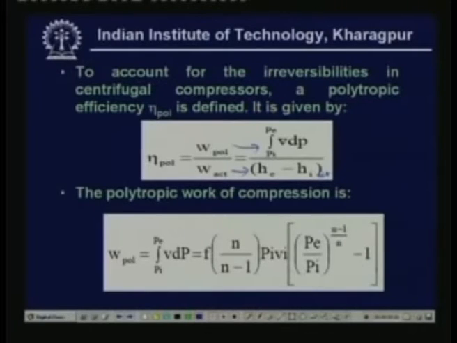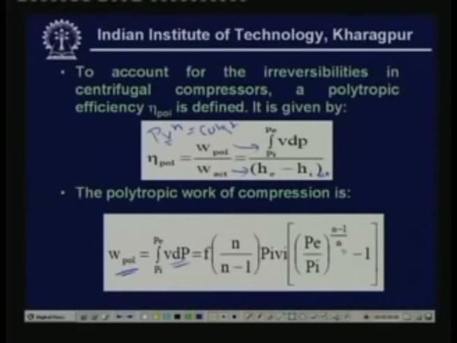This process, as you know, the polytropic process, can be written as PV to the power of n is constant. All polytropic processes can be represented by this equation, and if you substitute this equation here, you can find the expression for polytropic work. So you find that the expression for polytropic work is given by F into n by n minus 1 into Pi Vi into (Pe by Pi) to the power of (n minus 1) by n, minus 1.